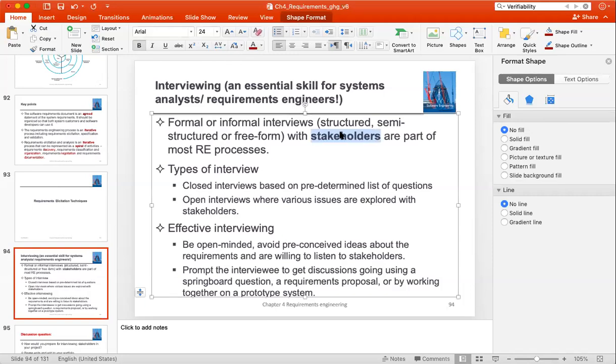Again, in the actual preparation of the interview, you can have closed interviews based on predetermined lists of questions. Also, you can call these highly structured or structured interviews with closed questions, and you can have open interviews where you leave some freedom for the interviewee to wander about and get into topics that maybe you did not plan to explore at the beginning or during your preparation. So that's okay.